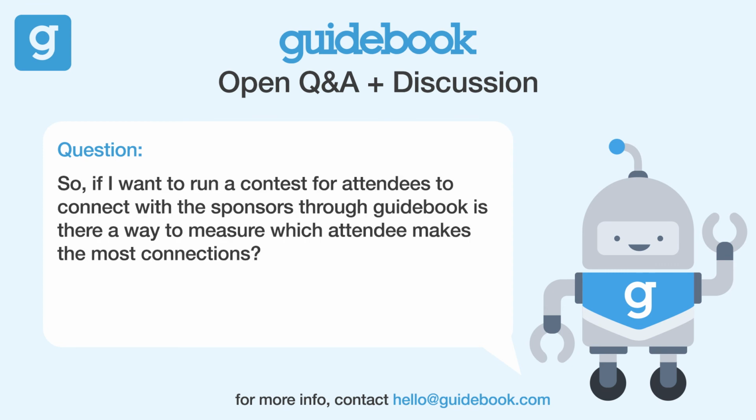Okay, here's one. If I want to run a contest for attendees to connect with sponsors through Guidebook, is there a way to measure which attendee makes the most connections? Yeah, we do have a user engagement report, which can measure which attendees have been the most social, but we don't really run contests. That is something I get asked quite a lot, but we think that by doing that, you can devalue those connections because people will just do it to win a contest rather than actually create a valuable lead for your sponsorship partners.